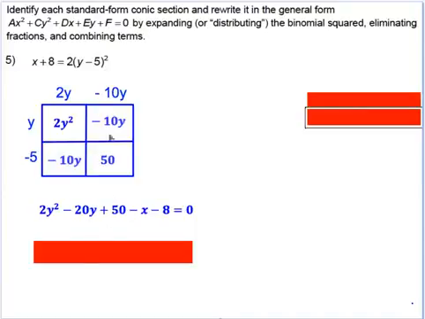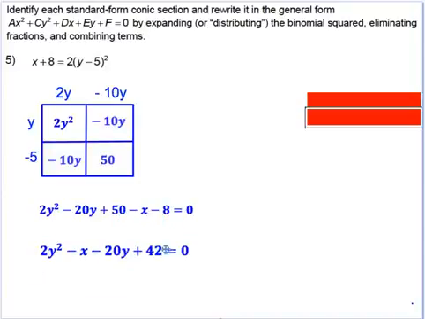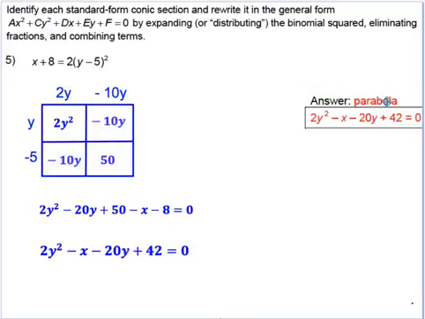So this is the equation that we have, but notice that your terms are not in the correct order, and you also need to combine that. So the final solution is this. You have y squared, x, y, and then your constant term. So in the worksheet, I told everybody make sure you answer what type of conic it is. In this case, we had a parabola, and then the general formula.